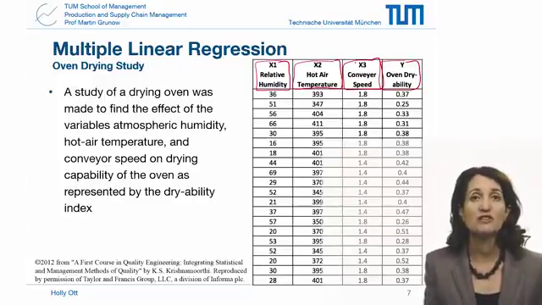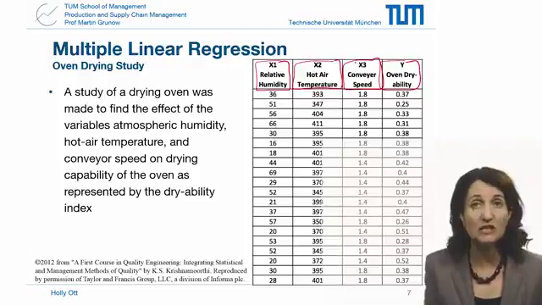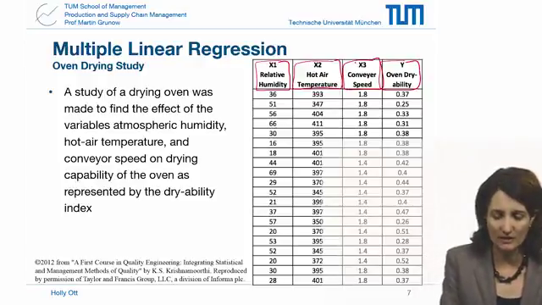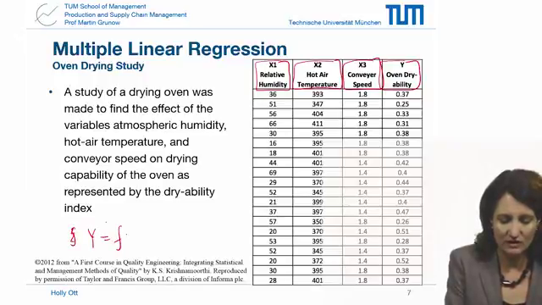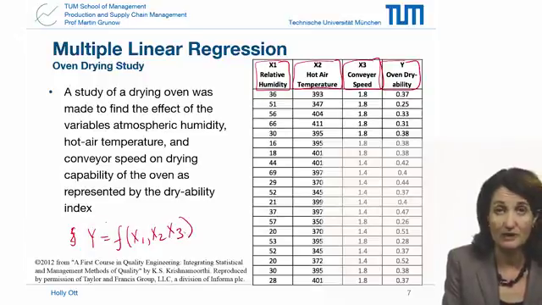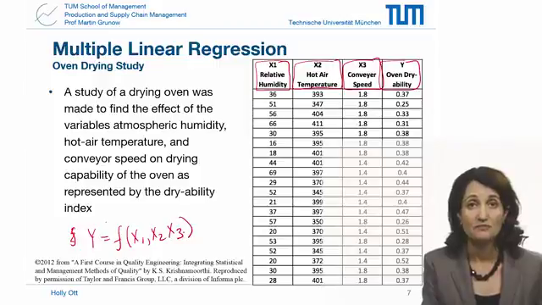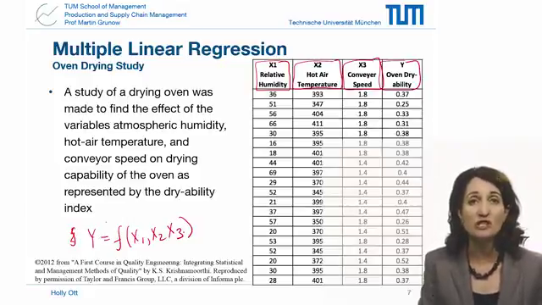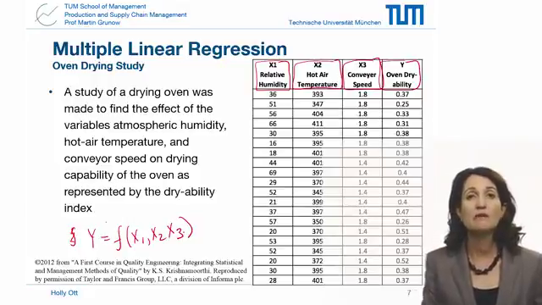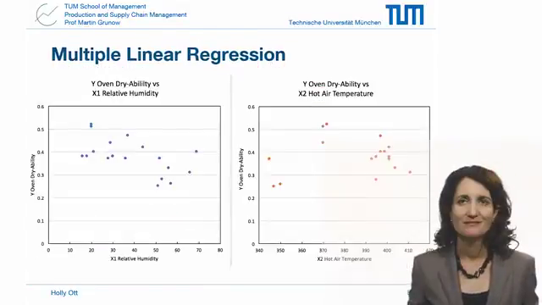So the goal, though, is to determine if there is a linear relationship between the dryability and x1, x2, and x3, for these three. Now, once we know this type of relationship, this more complex relationship than just single, individual linear relationships, this would help then to adjust the parameters of the oven to obtain the optimal drying performance.